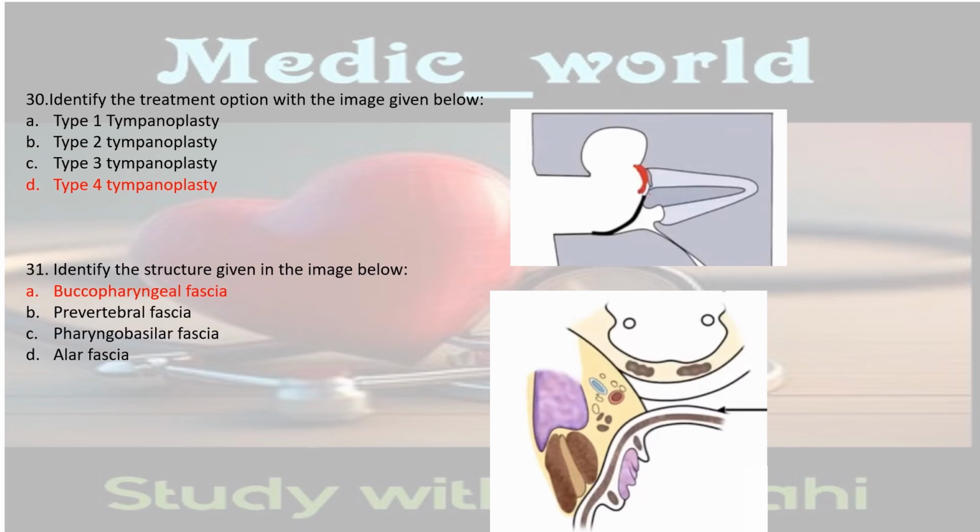Now the next question, identify the treatment option with the image given below. The answer to this question is type 4 tympanoplasty. Identify the structure given in the image below. Here in the image given below, the structure which is marked is the buccopharyngeal fossa.